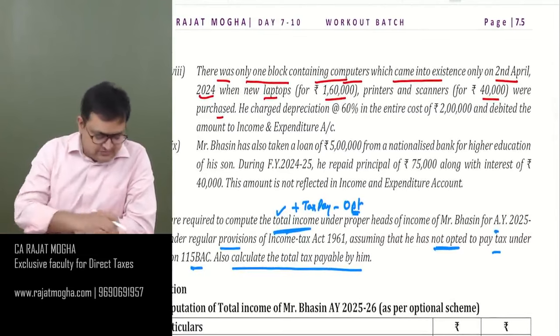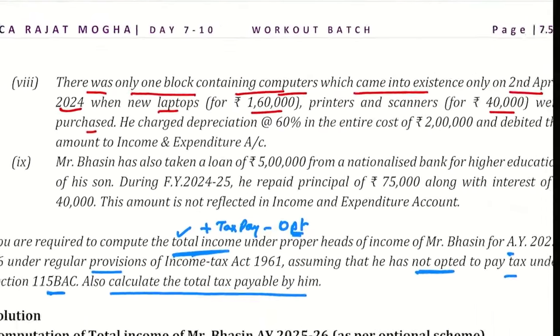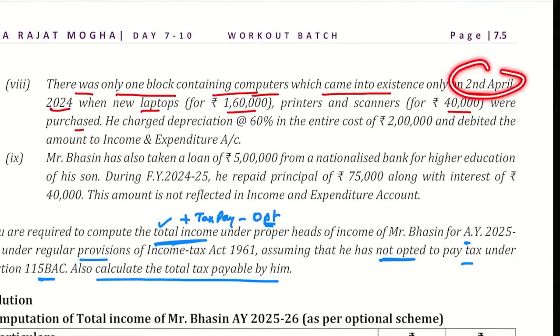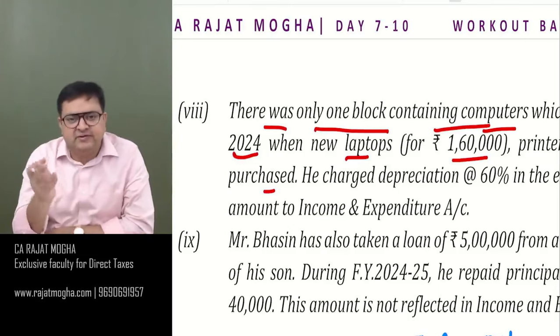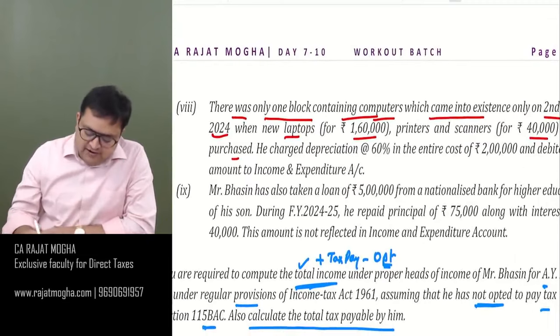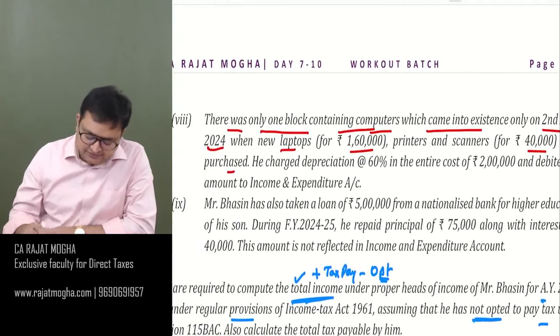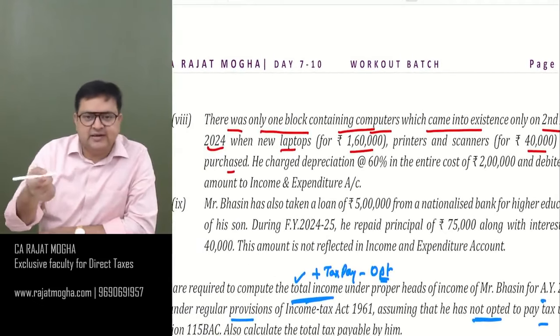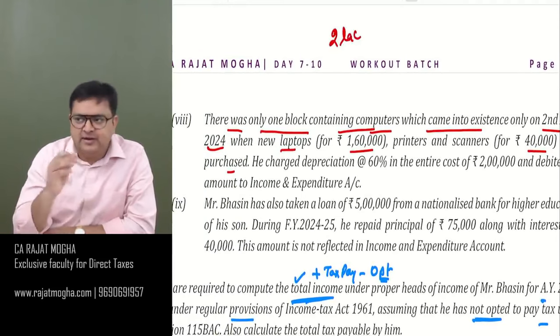So there was only one block of computers which came into existence on 2nd April 2024. Yes, 2nd April 2024, they are indicating whether you have to charge full depreciation or half depreciation. Correct? You have to charge full depreciation. When a new laptop of 160 and a printer of 40,000 were purchased, so 1,60,000 plus 40,000 printer, 2 lakh are the computers and computer accessories.